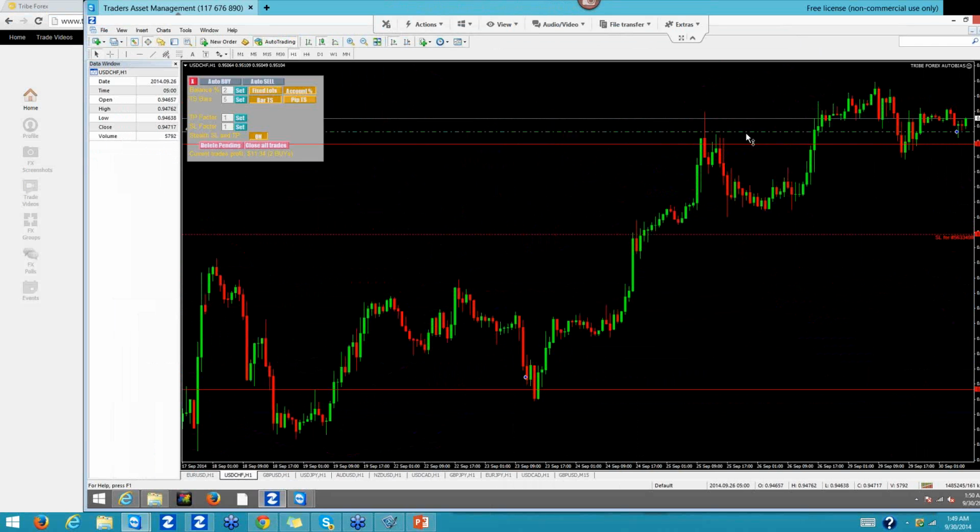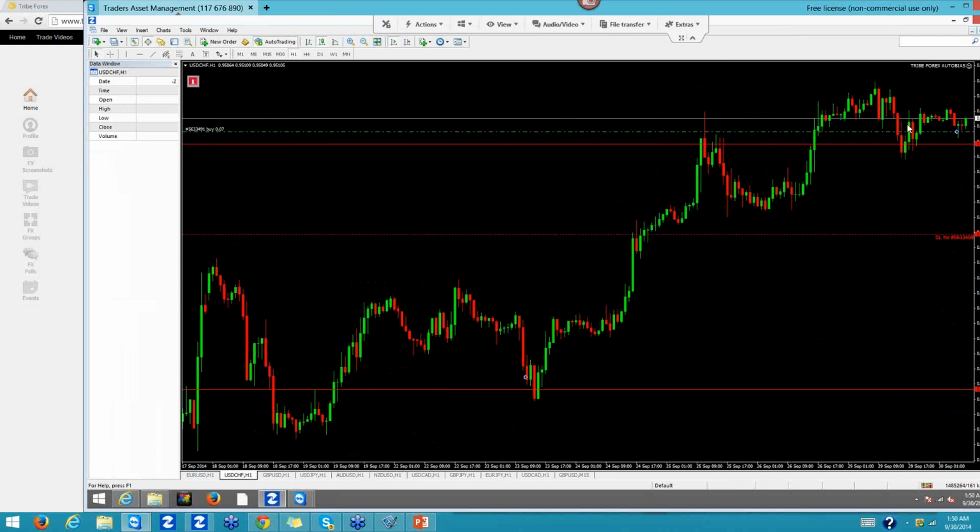We took a buy on the dollar Swiss, took a sell on the New Zealand dollar. What's lovely about this dollar Swiss is that the dollar Swiss actually has a nice reversal candle. It was a buy reversal candle that you could have taken there.